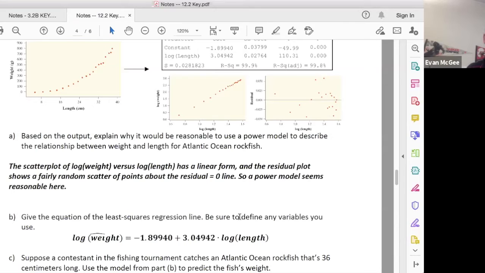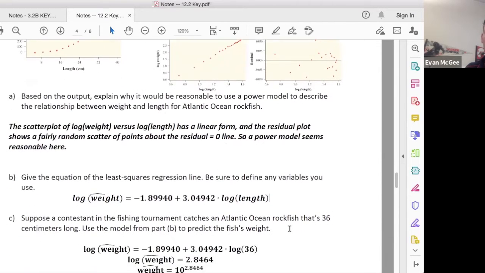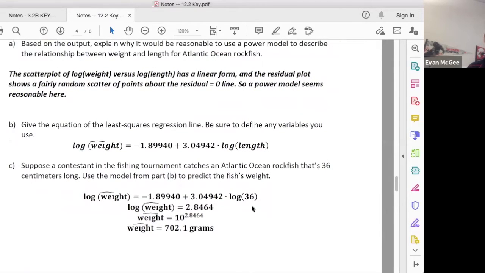So suppose a contestant in the fishing tournament catches an Atlantic Ocean rockfish that's 36 centimeters long. Use the model from part B to predict the weight of the fish. So here we're going to plug in 36 again for the length to try and figure out the weight. So we might need a little refresher on logarithms here because we're going to have to take the log. So you can just plug this in your calculator, log of 36, and then you can multiply it here, and then you can subtract this. And so you get to the log of the weight equals 2.8464.